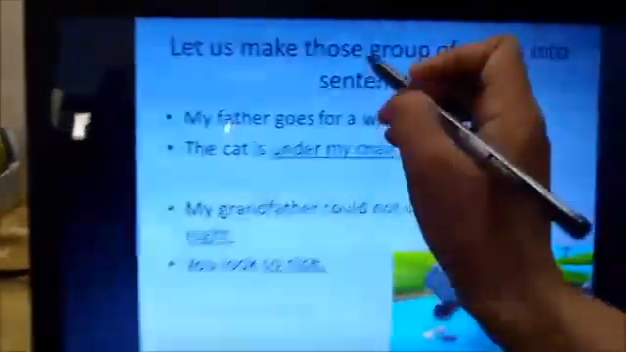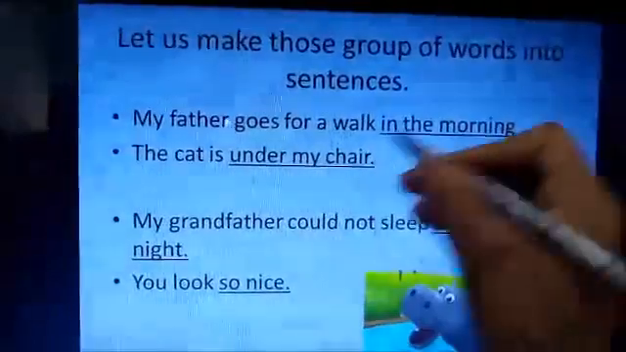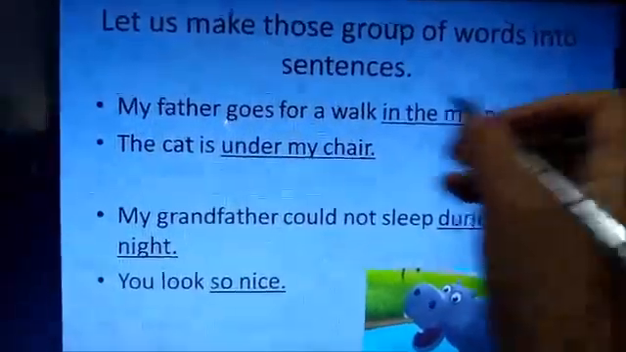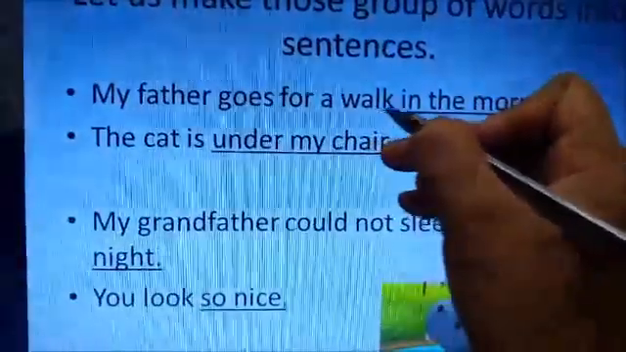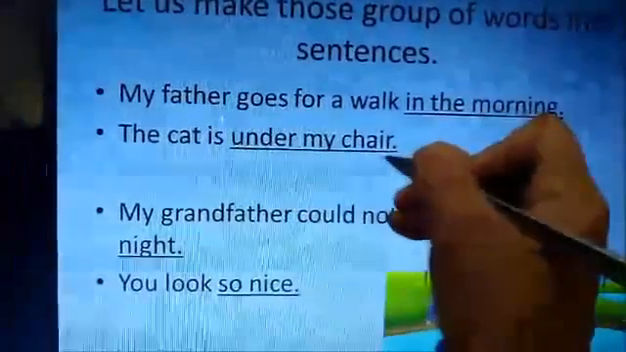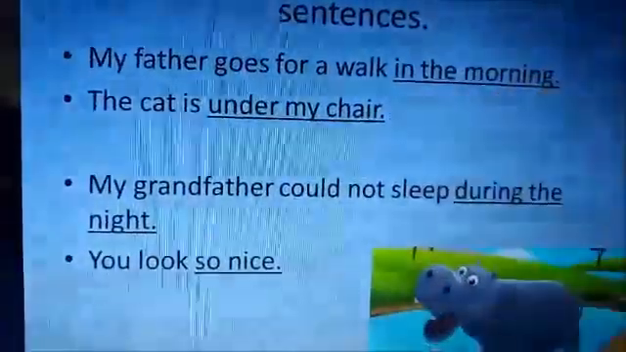Now, let us make those group of words into sentences. The first phrase is in the morning. Now, let us make a sentence out of it. My father goes for a walk in the morning. Now, the next phrase is under my chair. Let us make a sentence. The cat is under my chair.